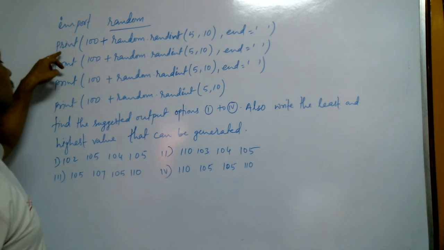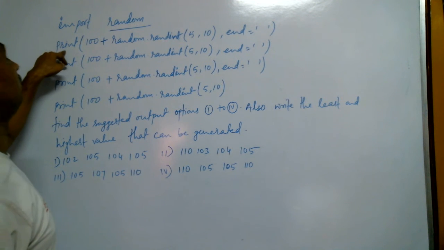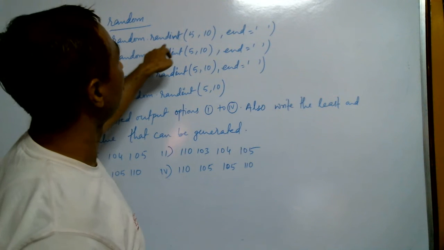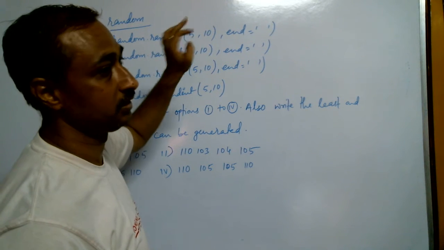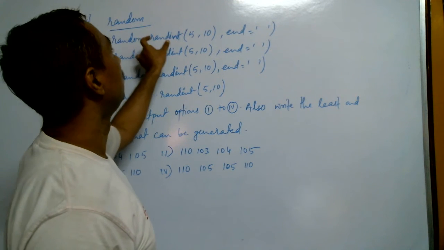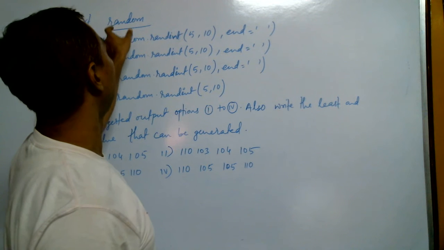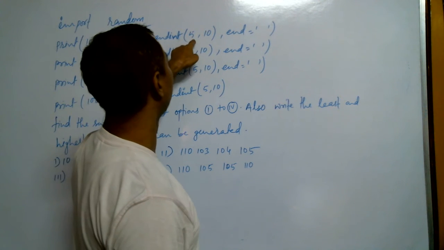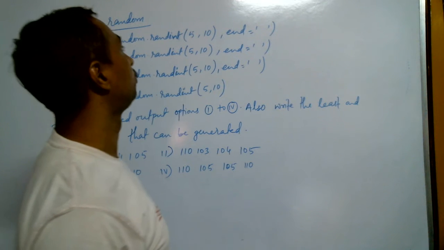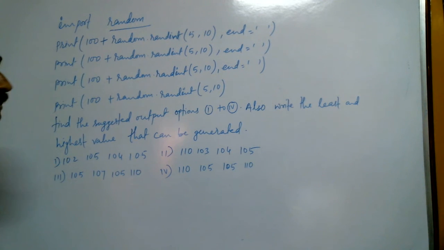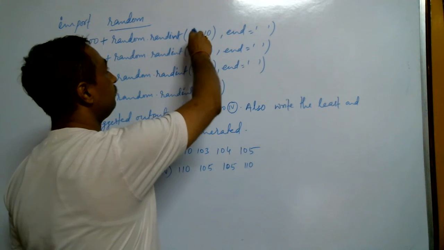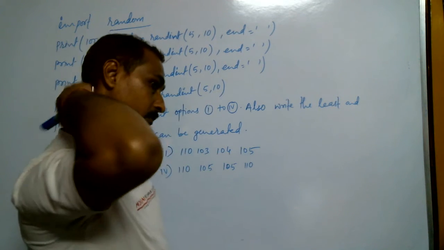After that the statement is written: print 100 plus random dot randint. Randint is a function which is defined inside the random module, and inside the randint function we have provided two arguments, 5 and 10. So this will return a value between 5 and 10.